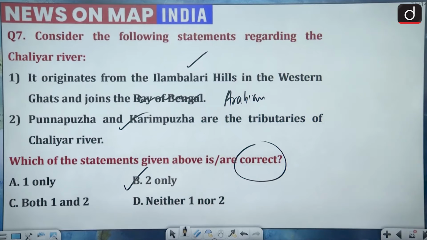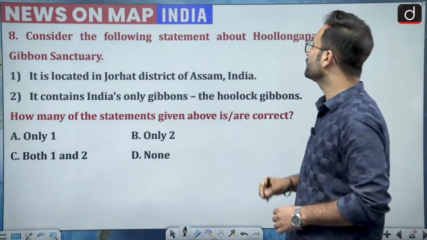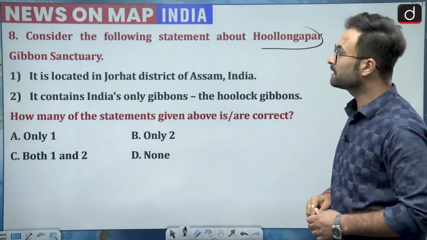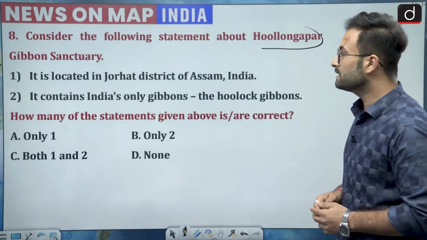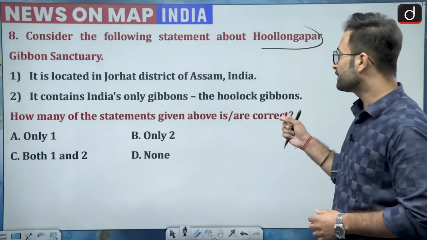Now moving further, and the last question for today's discussion, that is question number 8. Consider the following statements about the Hollongapar Gibbon Sanctuary. Statement 1 is it is located in Jorhat district of Assam in India. Second is it contains India's only ape, the Hoolock gibbons. How many of the statements are correct?